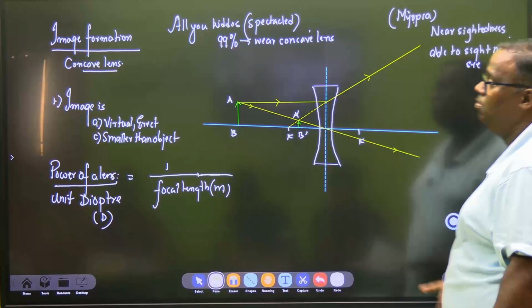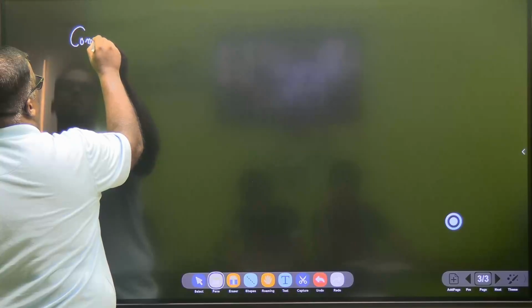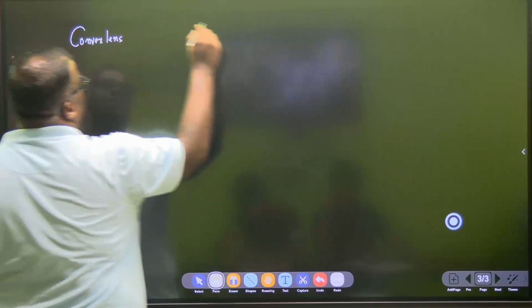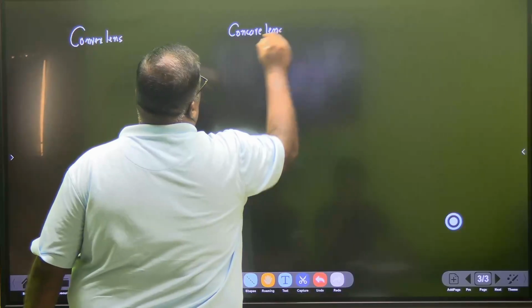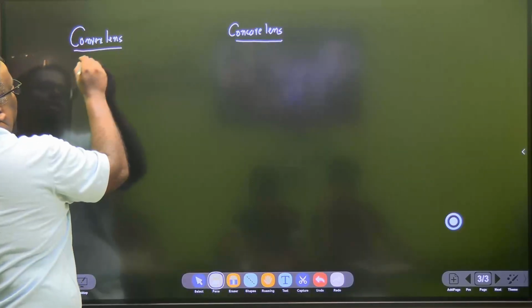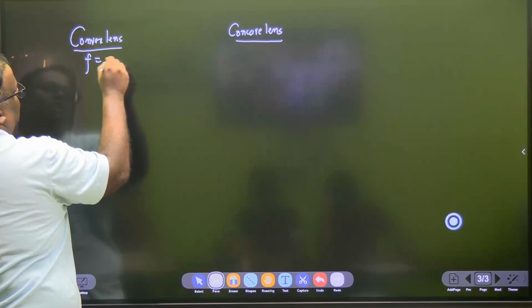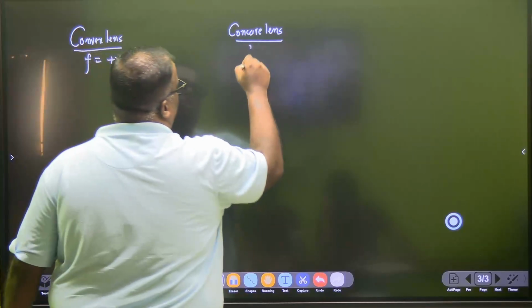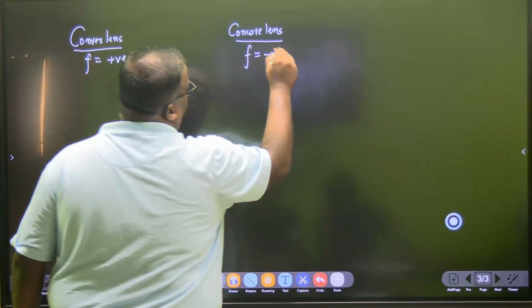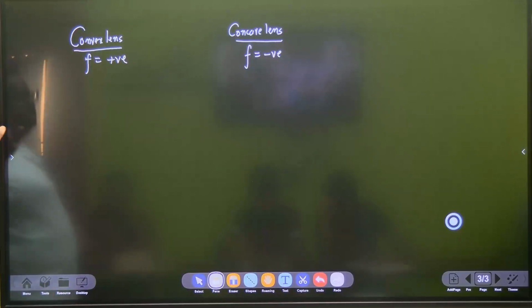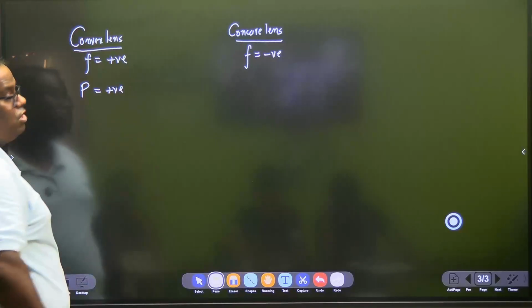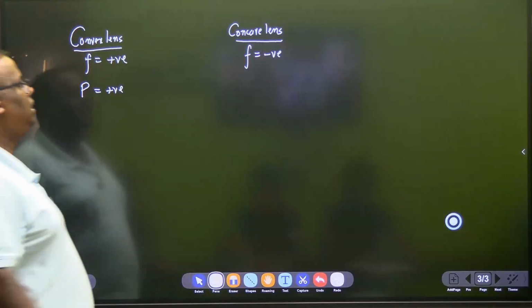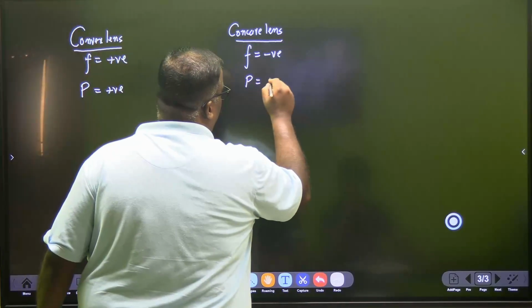So let's see something more interesting. Now let's say I have a convex lens, and I have a concave lens. Agreed? Okay. What is the F of a convex lens? Positive. So what is the F of a concave lens? Negative. This is understood, right? If that be the case, the power of a convex lens will always be positive, because of the reciprocal. Here, the power is always negative.